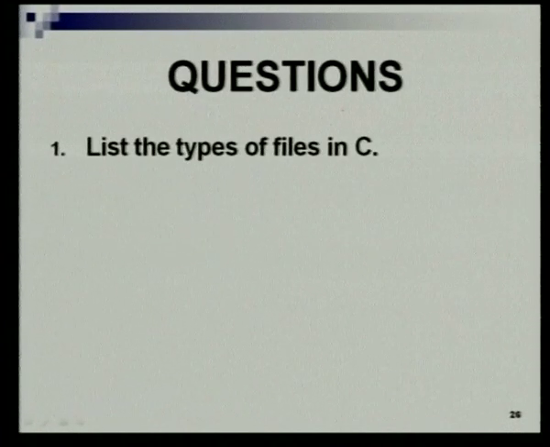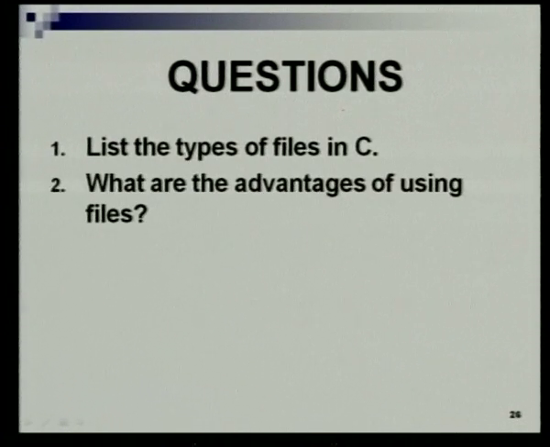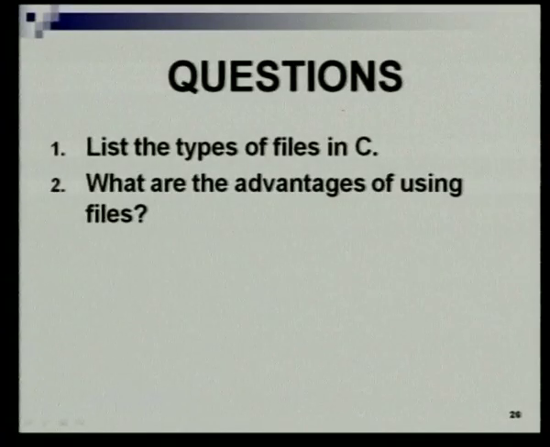So, the possible questions that could be asked in the session are the types of files in C. The list of types of files in C: stream oriented and standard, data, text and unformatted data, and binary files. The advantages of using files: permanent storage, to store large output, to store large input, and for transfer of files to and from one computer to another.